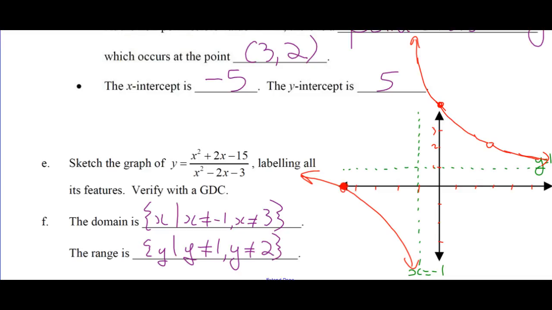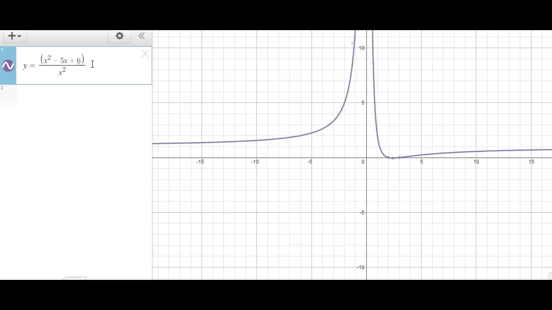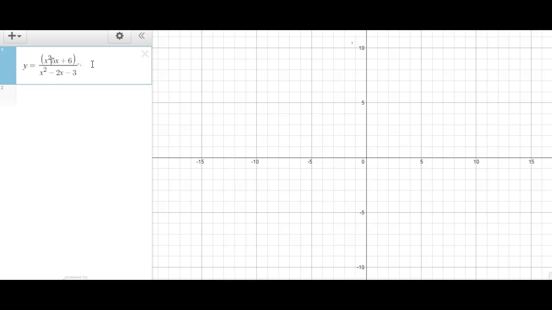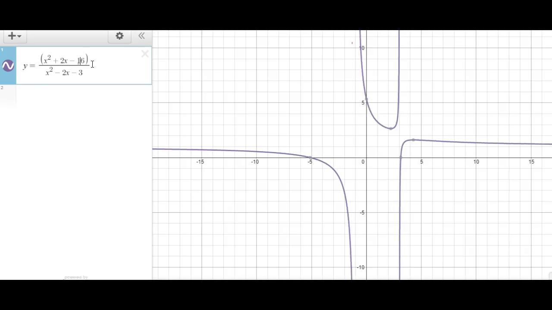Okay, so graph that on your calculator, and I'll graph that on here, just so we'll have something else to look at. But you want to look at it on your calculator. So what have I got on the bottom? X squared minus 2x minus 3. And what have I got up top? Plus 2x minus 15.